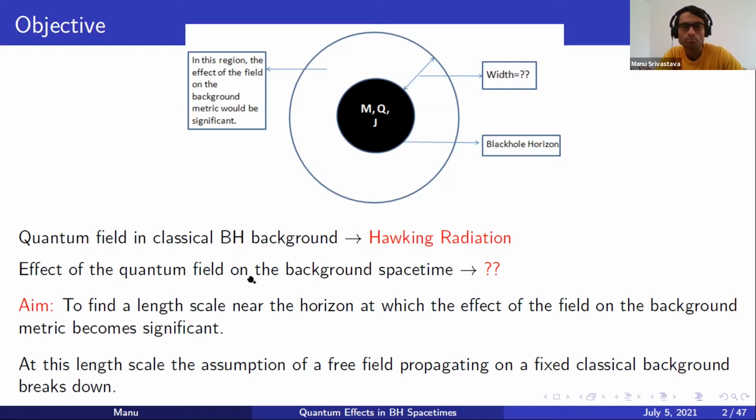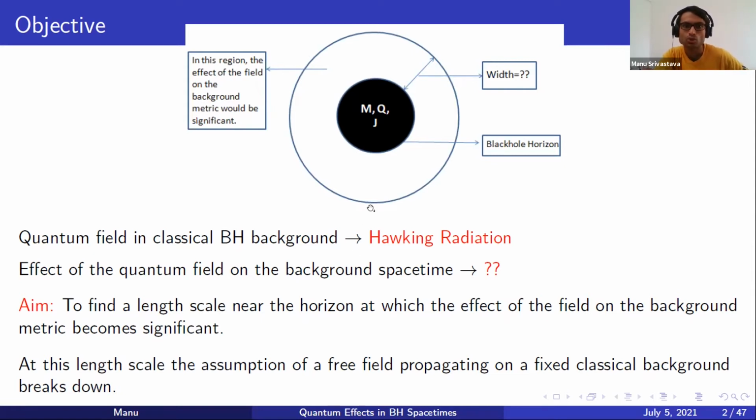The aim is that whenever a Hawking radiation calculation is done, it is assumed that there is a free field propagating on a fixed classical background. So once these quantum effects, or the effects of these quantum fields, start becoming significant, that assumption of a field propagating on a fixed classical background will have to be revisited.